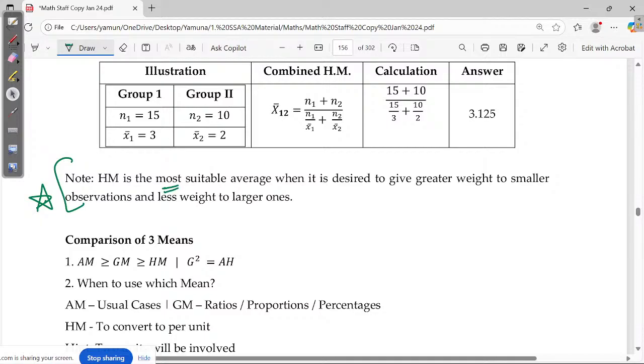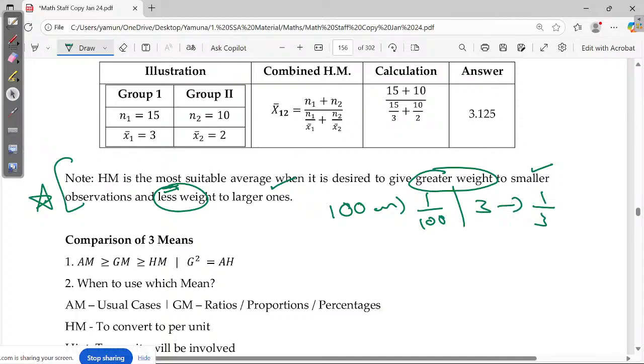Harmonic mean is the most suitable average when you desire to give greater weight to smaller numbers and less weight to larger numbers. Okay, because you are reciprocating, right? If I talk about the value 100, when you use harmonic mean, it becomes 1 by 100. When you talk about 3, it becomes 1 by 3.